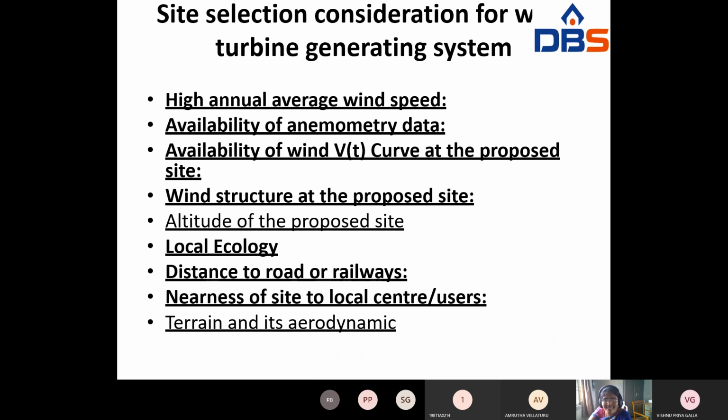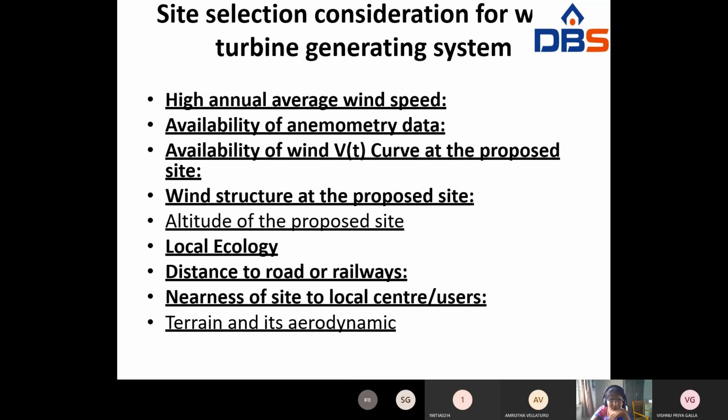So next one is site selection considerations for a wind turbine generating system. To place a wind power station, which type of site will be suitable? First, a high annual average wind speed. Then availability of anemometry data; an anemometer is used to measure the wind speed, so the place should allow anemometry data to be taken. Then availability of the wind curve at the proposed site.